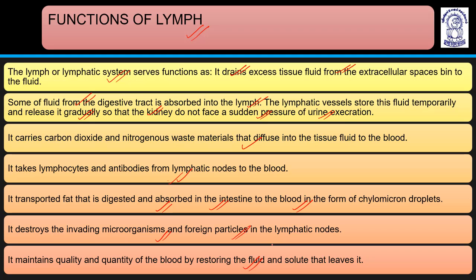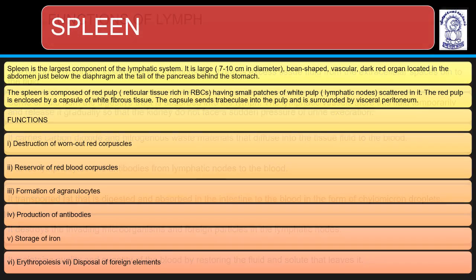It destroys the invading microorganisms and foreign materials in the lymphatic nodes. It maintains quality and quantity of the blood by restoring the fluid and solute, especially restoring the fluid and solute that leaves it. So these are the functions of lymph.